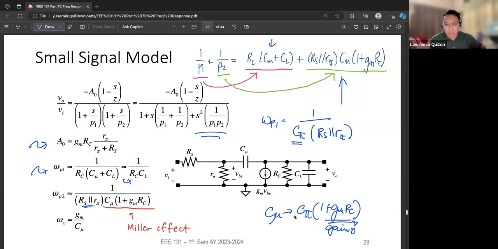no? So what happened? We put in C mu, and it turned out to be approximately equivalent to putting a C mu here and a C mu times 1 plus GM RC here, no? So you multiplied it by a gain and put it here, no? And basically you can remove that. This is the Miller effect, no? So you put the C mu there and you put the C mu here times the gain of the BJT, and that's the Miller effect, no? It adds two halves, one at the output, one at the input. The input one is extremely large. All right.